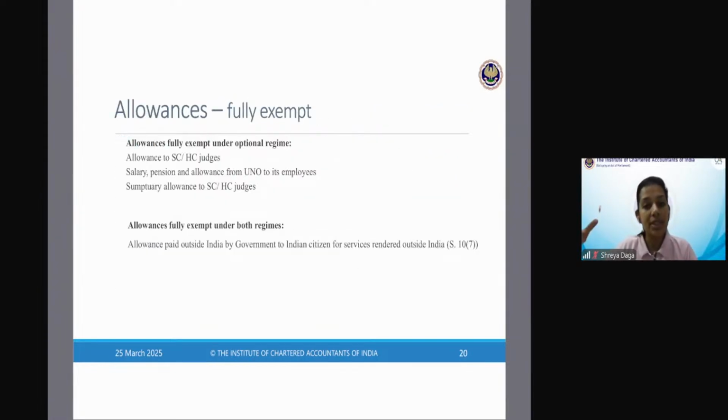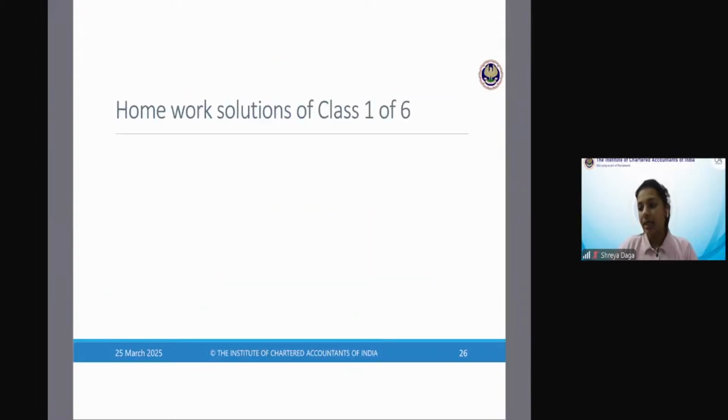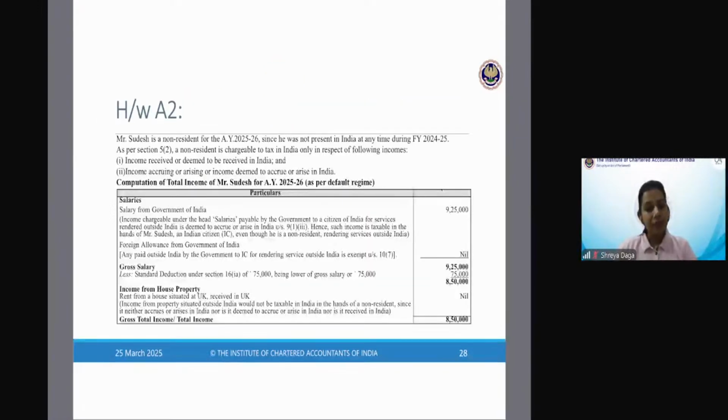Then we did some allowances which are fully exempt. Okay, some which are fully exempt under optional regime, some which are fully exempt under both regimes. Okay, about that, allowances paid to Indian citizen by government of India for services rendered outside India. Then we did some homework. We solved the homework solutions in the last class, right? And we found that most of us are clear about the residential status. We had to factor residential status. We had to factor deemed accrual provisions, and then accordingly we solved the sums.